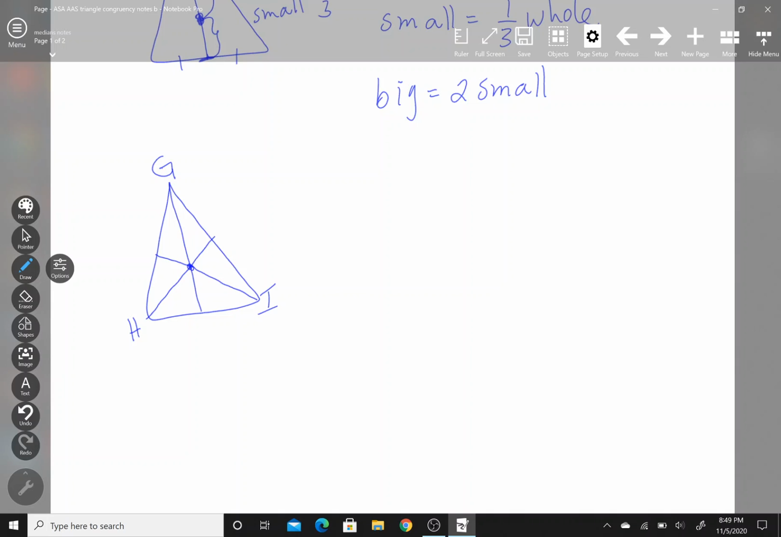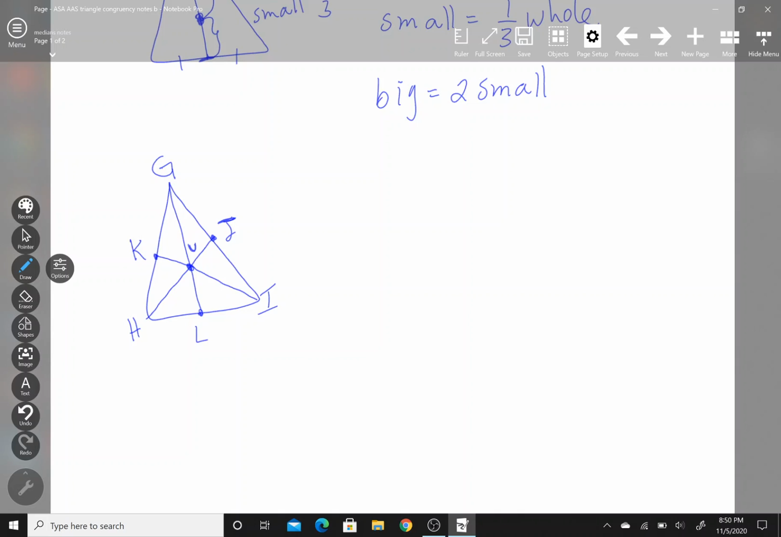Okay, and our centroid right here, we're going to call it U. And we're labeling these points where the medians are bisecting the sides there. We are labeling them K, L, J. All right, K, L, J. And now we're going to do a couple problems.